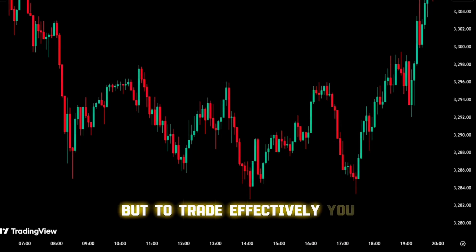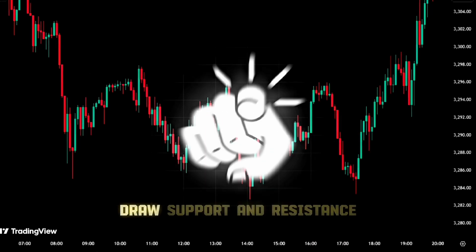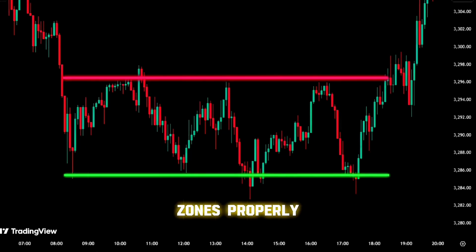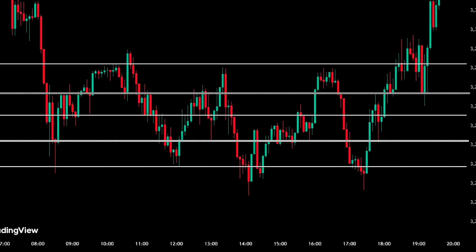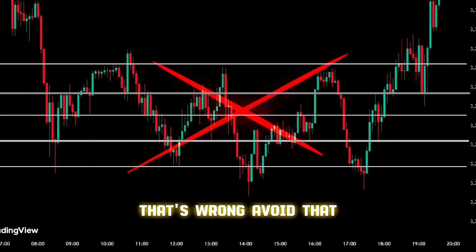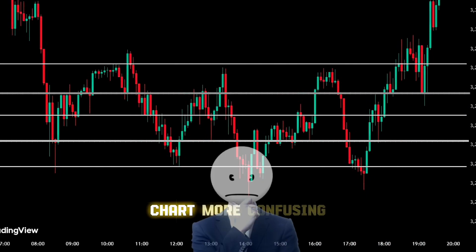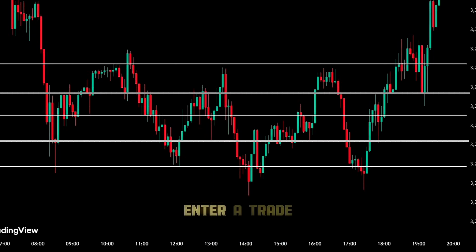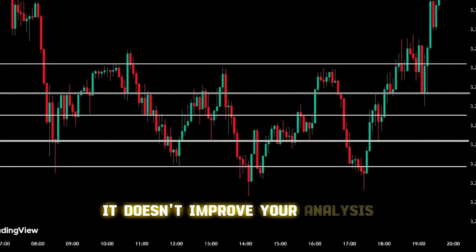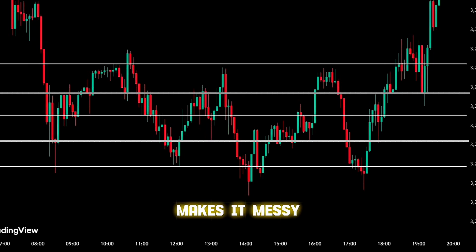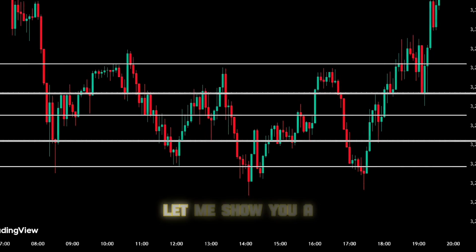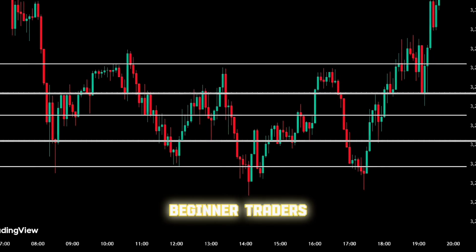But to trade effectively, you need to know how to draw support and resistance zones properly. The truth is, most traders, especially beginners, draw too many lines on the chart. That's wrong. Avoid that. Too many lines make your chart more confusing, and when it's time to enter a trade, it doesn't improve your analysis. It makes it messy. Support and resistance should give you clarity, not confusion. Let me show you a mistake that most beginner traders make.